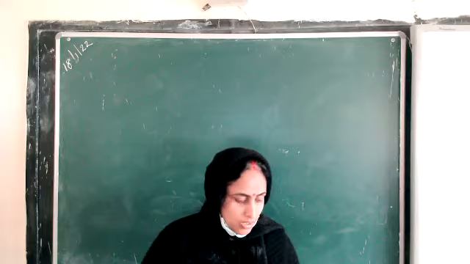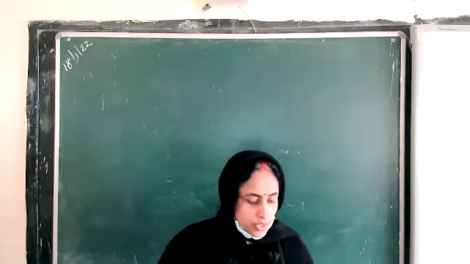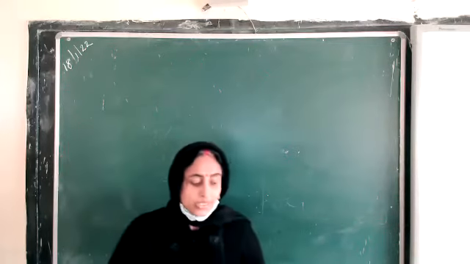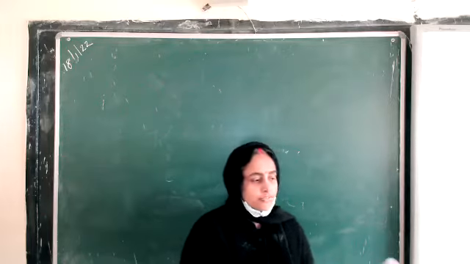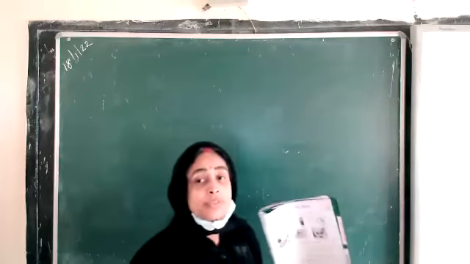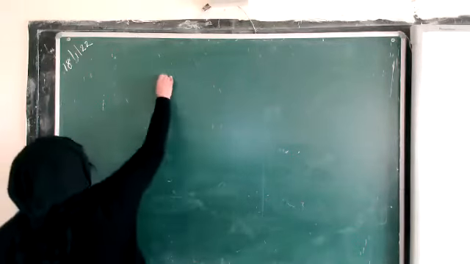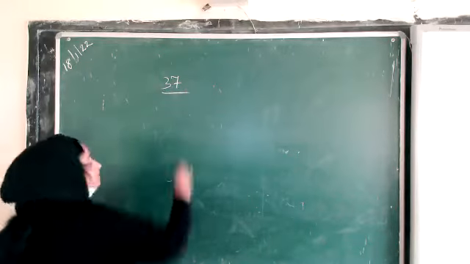Now, fill in the missing letters to complete the names of the equipments. Here, you can see on page number 45, lesson number 37, page number 45. This is lesson number 37. Okay?